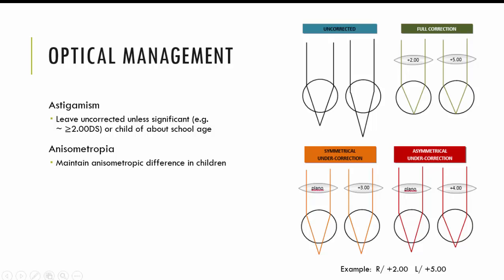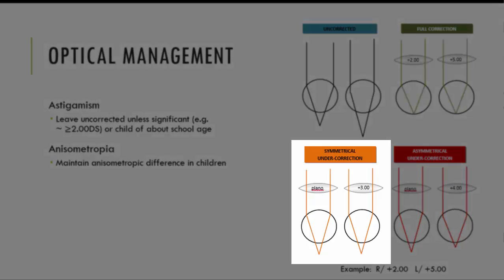Now let's look at the possibility that we want to undercorrect the refractive error. So they might have an exodeviation, in which case I want to undercorrect, or they might have an intermittent esotropia, so I want to undercorrect this patient. Okay, what we need to do when we undercorrect a patient who has anisometropia is we need to undercorrect each eye by the same amount. So here, this eye has now got a plano, which means I've reduced it by 2 diopters.